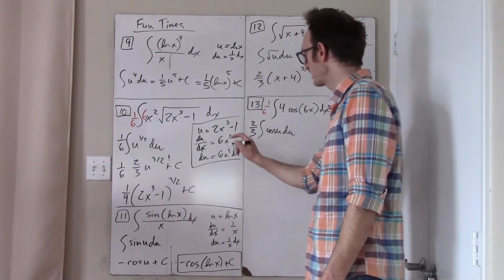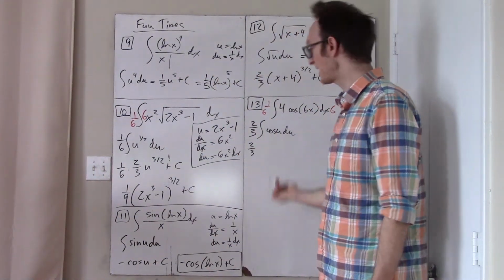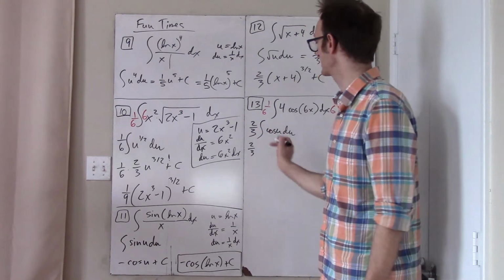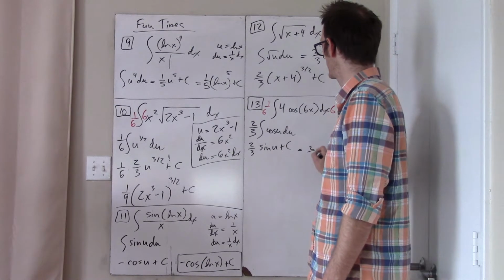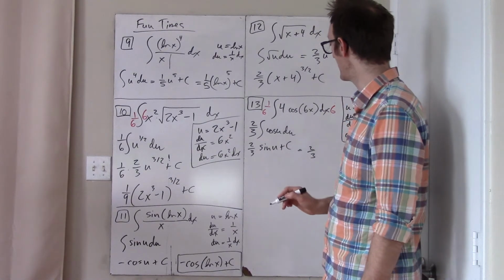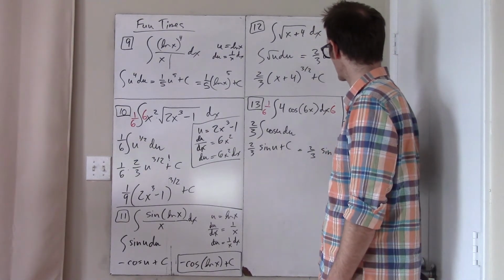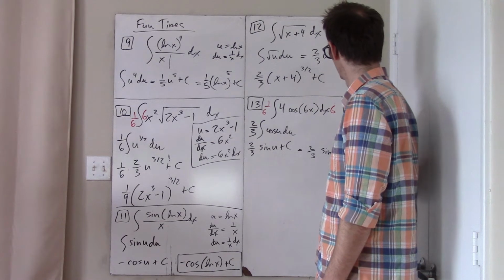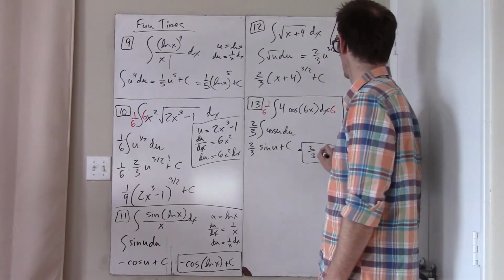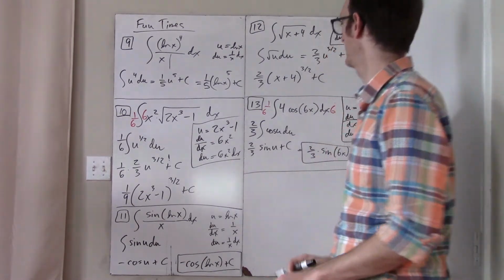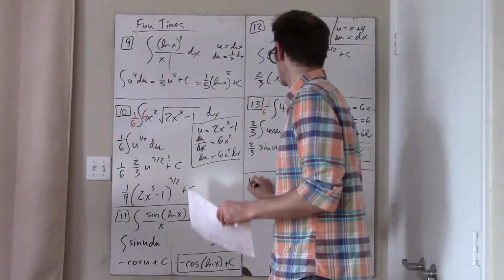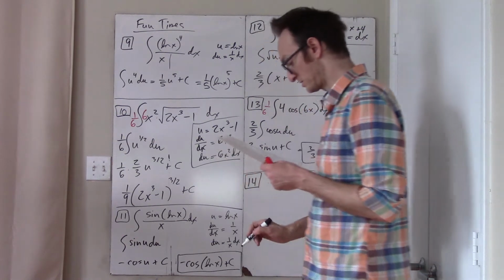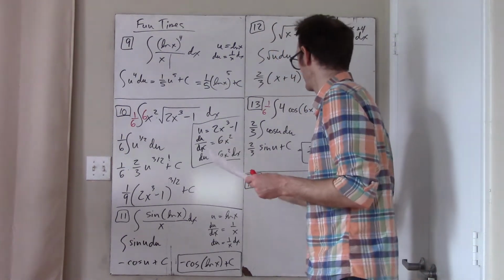Now I can just say with confidence that the antiderivative of cosine is sine, because the derivative of sine is cosine, so 2/3 sine u plus c, so it's 2/3 sine 6x plus c is the answer there. Okay, squeeze one more in. Number 14, I think, is just basically more of the same.